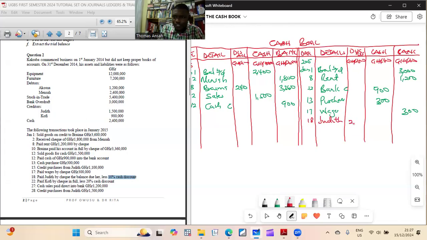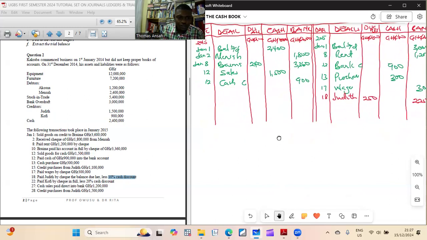And you have a discount, which was 10% of the total money due her at the time. And here you are paying him by check. So you have 2250 as the balance. So take note of that. Questions are tricky, eh? Yeah, so these are exams. All right, so take note of that.